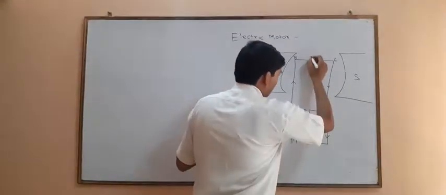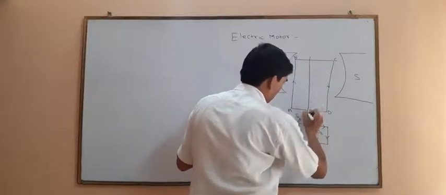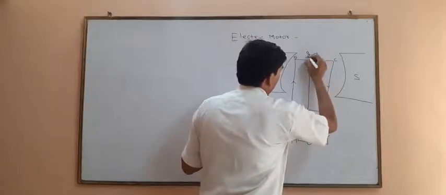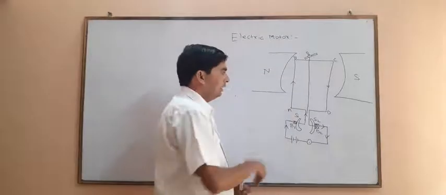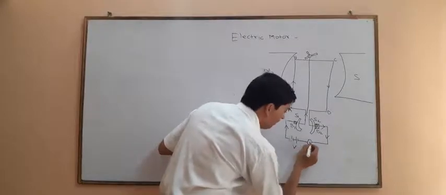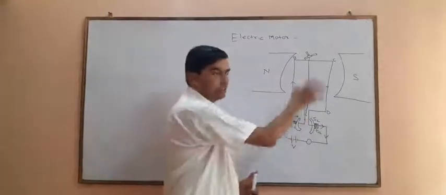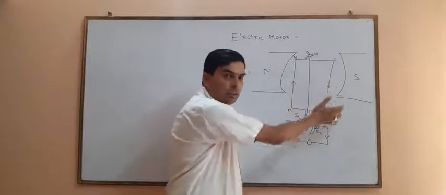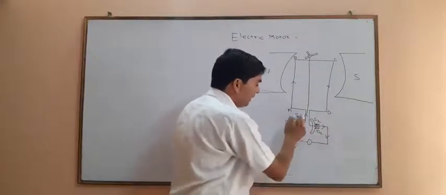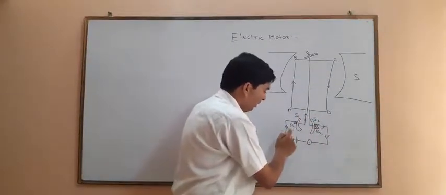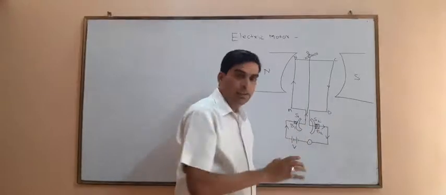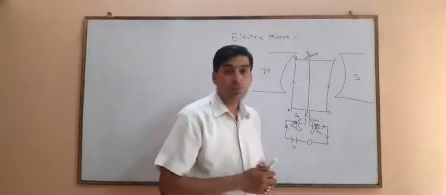Now a shaft is attached within this, and whatever the device is, a fan or other things, you can connect it there. Now this is connected with the battery, that is the source. This is the construction: two magnets, one armature. The armature is connected with the battery through split rings, and the split rings are attached with the fixed carbon brushes B1 and B2. B1 and B2 will not move, but S1 and S2 move, and they are used to change the direction of current.